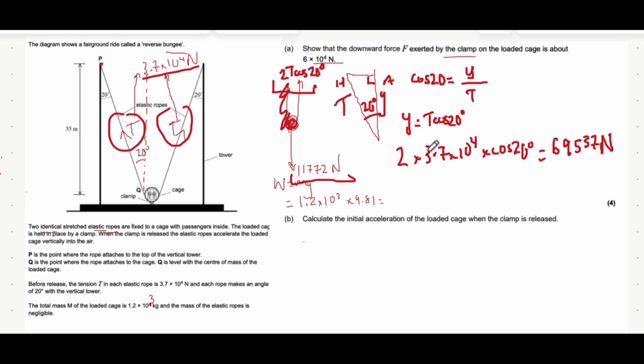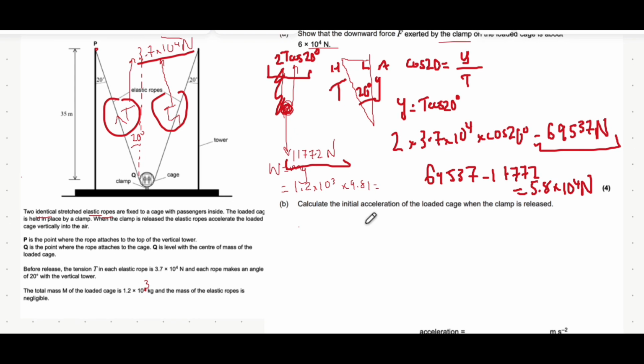And then the resultant force is just the larger one take away the smaller one. So the larger one here, 69537, take away 11772, and then that should round to 6 times 10 to the 4. I'm just going to quickly double check that it does. So when you take those away, you get 57765, which in standard form is 5.8 multiplied by 10 to the power of 4, which when you round it to one significant figure is just 6 times 10 to the power of 4 newtons. Perfect, that's everything for that question.